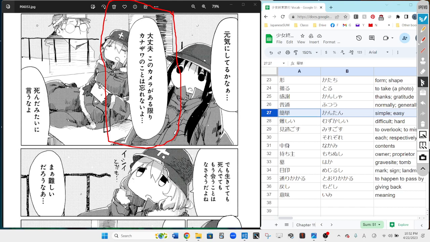And Cookie, next bubble will go to you. Just the bubble. Daijoubu. Kono kamera ga aru kagiri Kanazawa no koto wa wasurenai yo. I know that's a limit. Yep, kagiri. He's like, that's okay. That camera has a limit.